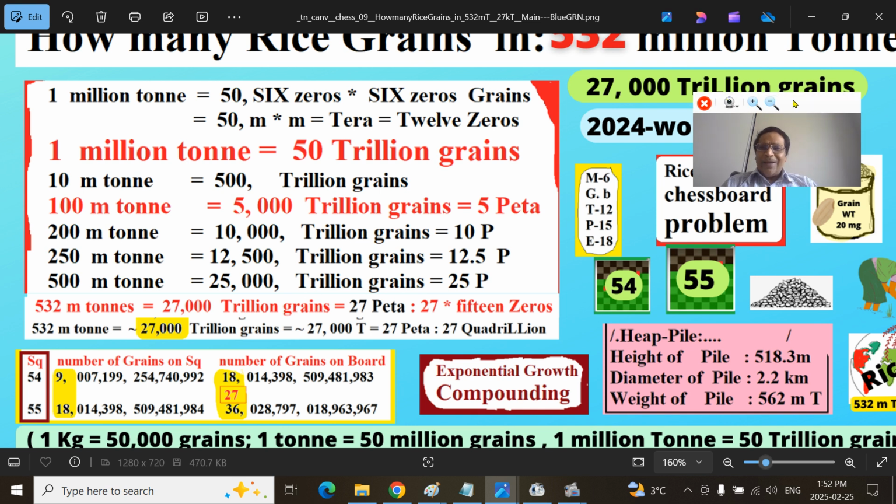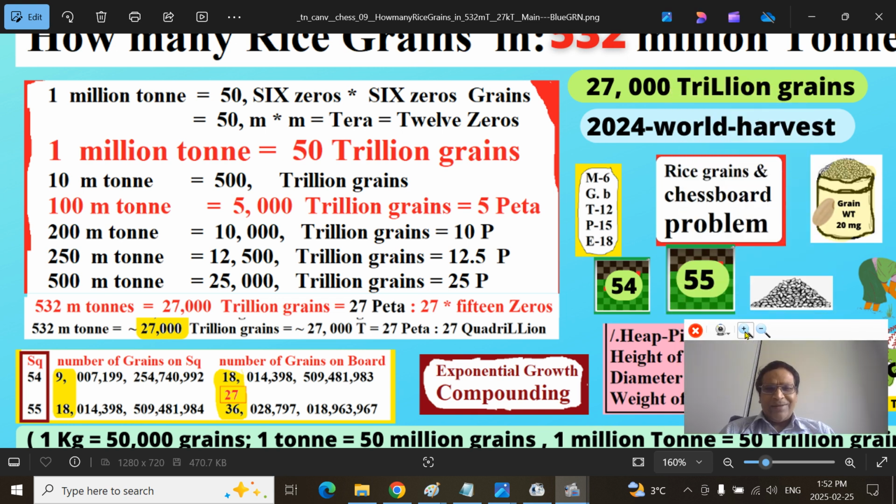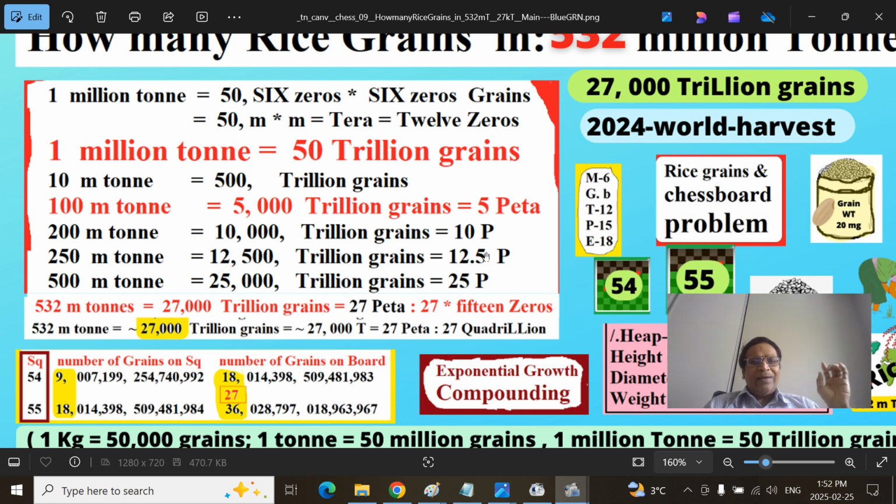So what happens is, if you harvest rice globally in 2024 and you start taking the chessboard, put 1 grain, then 2 grains, then 4 grains, and so on, you will come to square 54, which contains, remember, 1 2 3 4 5, this is the peta, 9 peta grains on that square. So far the entire chessboard including square 54 contains 18 peta grains. That is 18 followed by peta, which means 15 zeros.